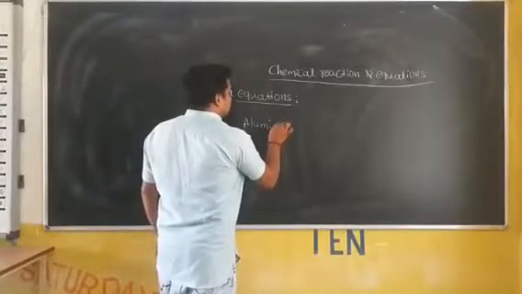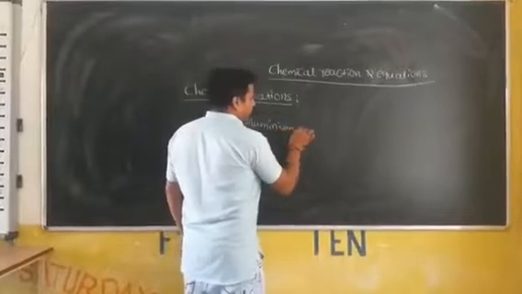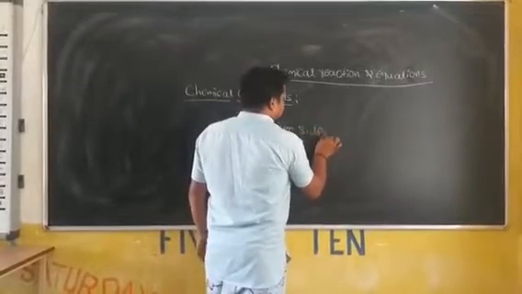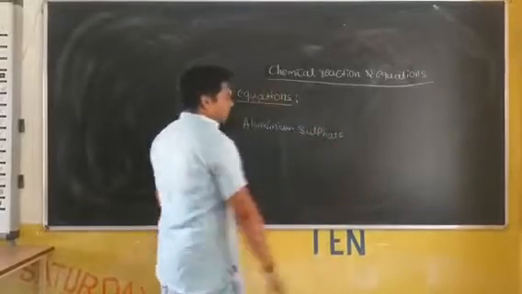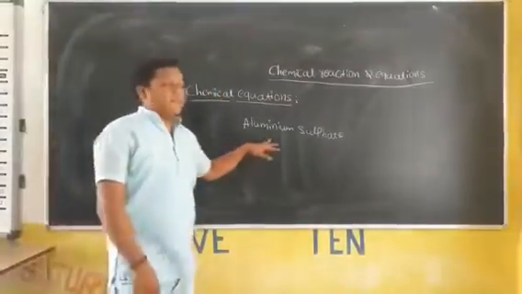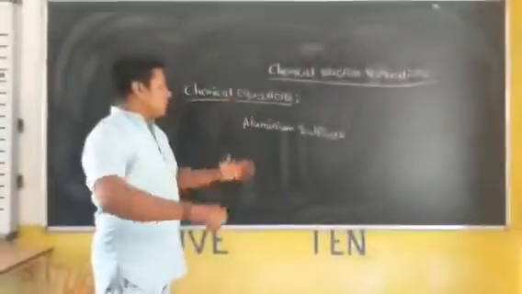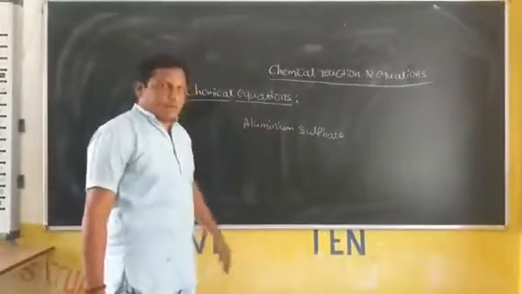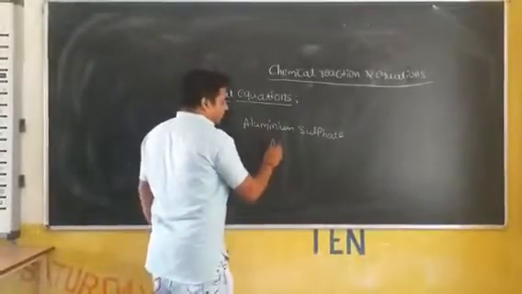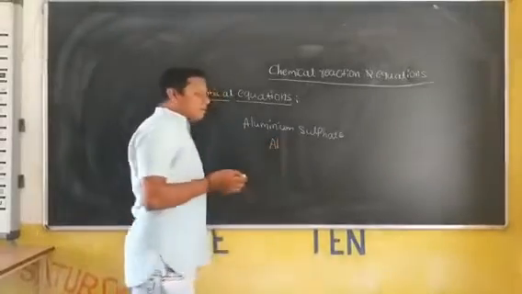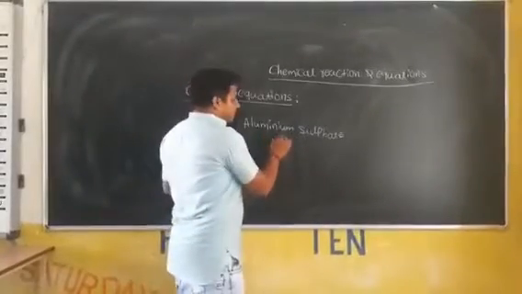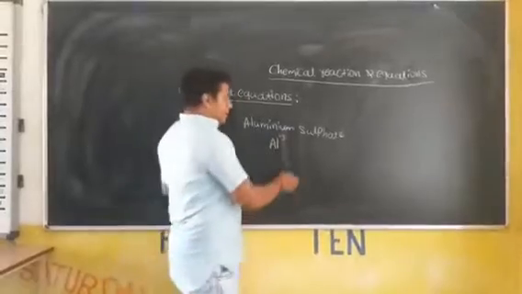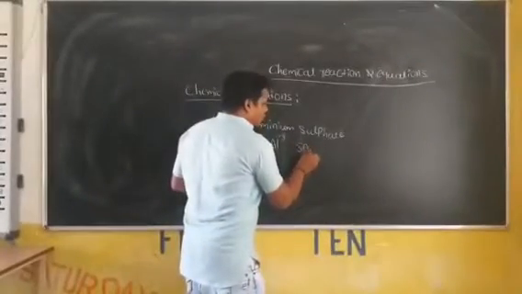Aluminum sulfate. I think you all have the valence chart. Refer to that valence chart and write the formula of aluminum sulfate. For aluminum, the symbol is Al and the valence is plus 3, and the sulfate is SO4 with 2 minus.